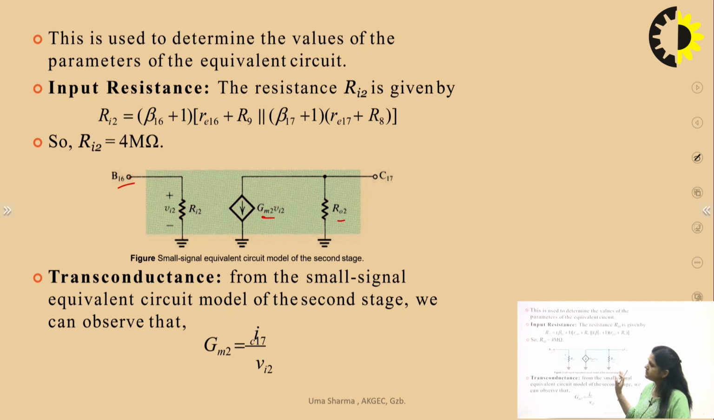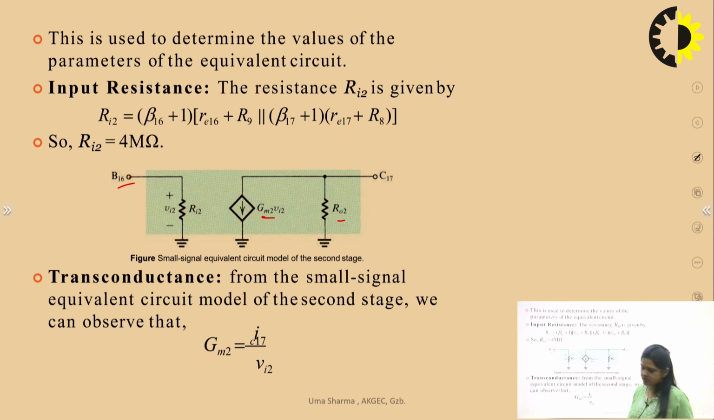You can compare this model with the input stage. It is exactly similar, only the parameters are replaced: Vi2 is replaced by Vi1, Ri2 by Rid, Gm2 by Gm1, and Ro2 by Ro1. So it is exactly the same as the small signal model of the input stage. I hope now you are getting how we have designed this model for the second stage.